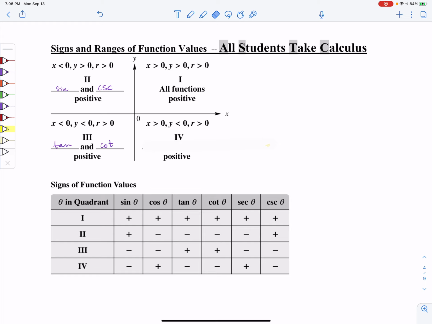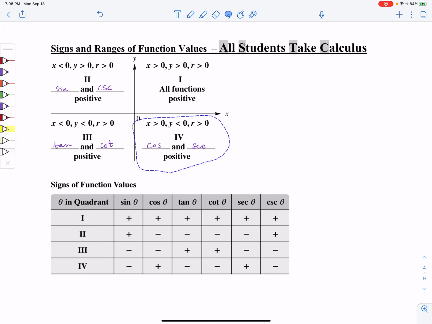And then in the fourth quadrant, the ones that are going to be positive are cosine and secant. And if you think about it, that makes sense. Here my x's are positive, my y's are negative. So the only ones with just x's in them are going to be cosine and secant.